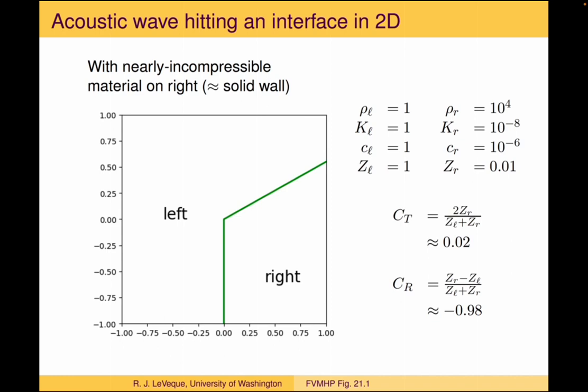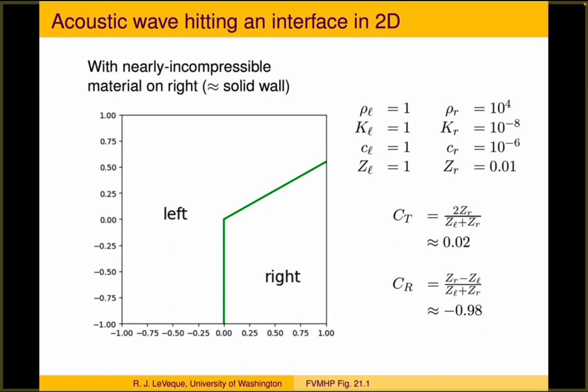So here I've chosen the same values on the left as before, but on the right, the density is 10 to the 4th, and the bulk modulus is 10 to the minus 8th, so that we end up with an impedance that's 0.01. So we have a big impedance jump here from 1 to 0.01, and the sound speed on the right also turns out to be very small, 10 to the minus 6, which is good because it doesn't restrict our time steps. Our method is going to be stable if we choose our time step based on the sound speed on the left. And in this case, the transmission coefficient is only 0.02, and the reflection coefficient is minus 0.98.